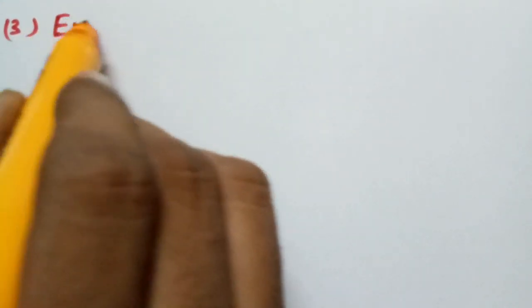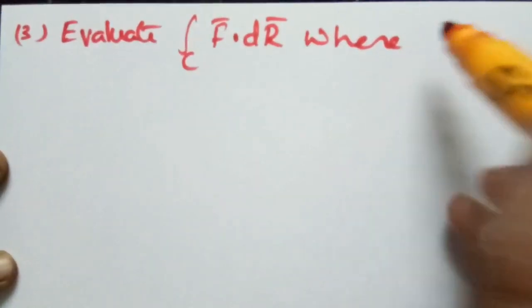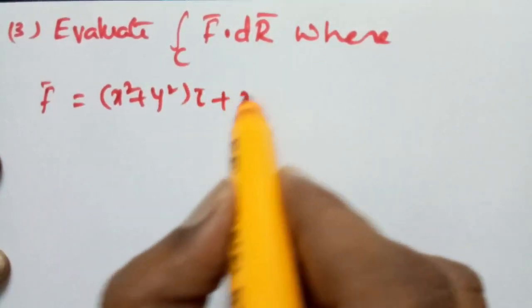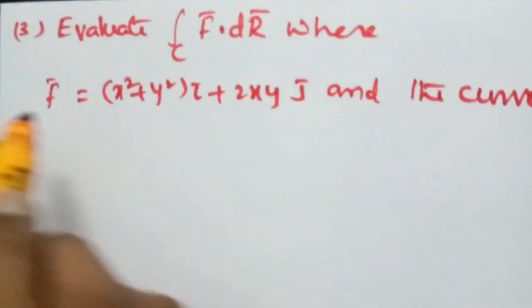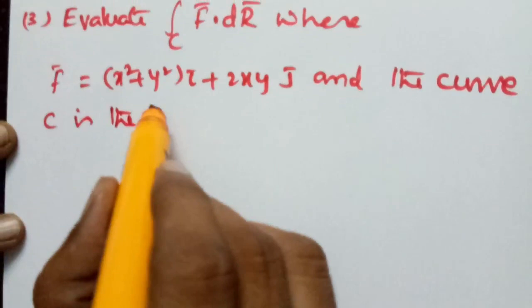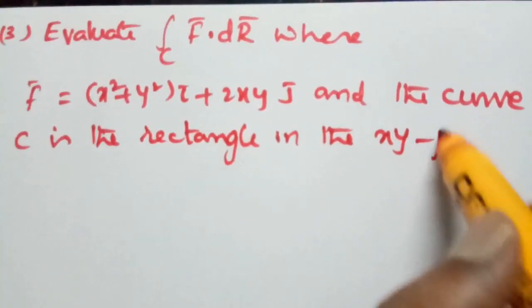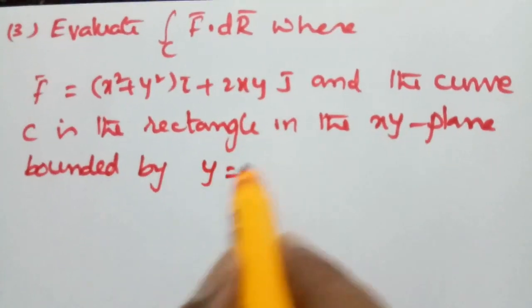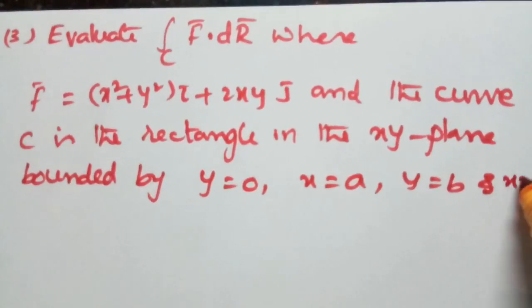Problem number 3. Evaluate the integral over C of f bar dot dr bar, where f bar is equal to (x² + y²) i bar + 2xy j bar, and the curve C is the rectangle in the xy plane bounded by y equal to 0, x equal to a, y equal to b, and x equal to 0.